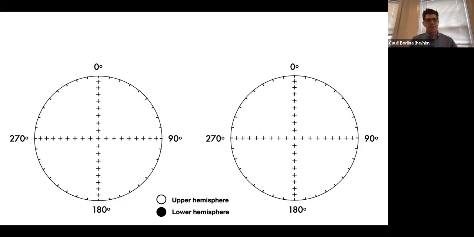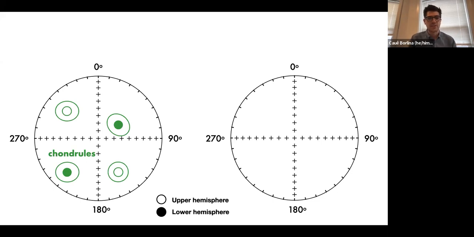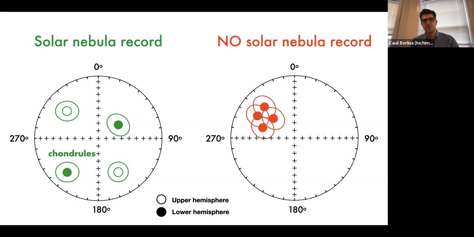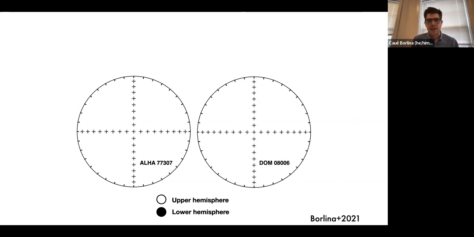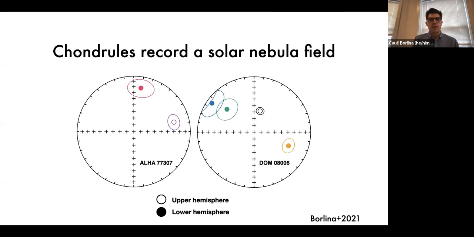And to just highlight what the data will look like for the case that you have a solar nebula record, you will see the magnetic directions dispersed along the equal area plot, suggesting that you have a solar nebula record. The chondrules have not been remagnetized since their formation. Versus if they're remagnetized after their accretion to the planetesimal, you would see all of them clustering into one direction. So let's look at some data. We have two meteorites, once again, Allan Hills 77307 and DOM 08006. And when we look at the general directions of the chondrules that we measured so far, we see a spread in directions suggesting that the chondrules record a solar nebula field.